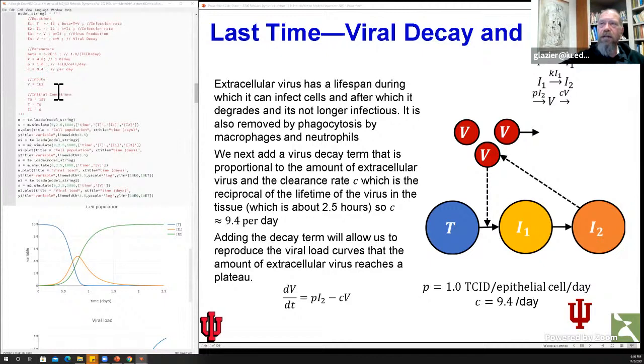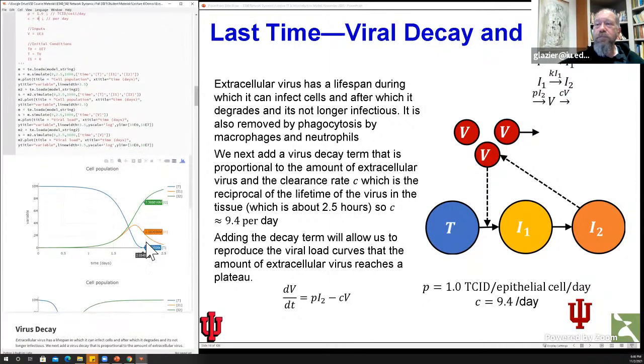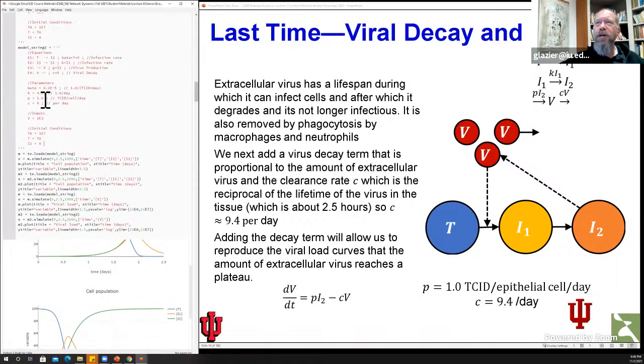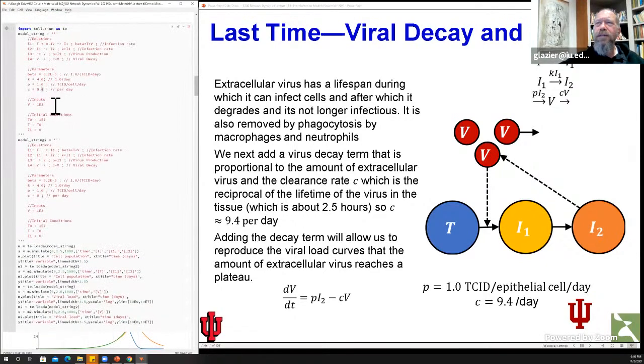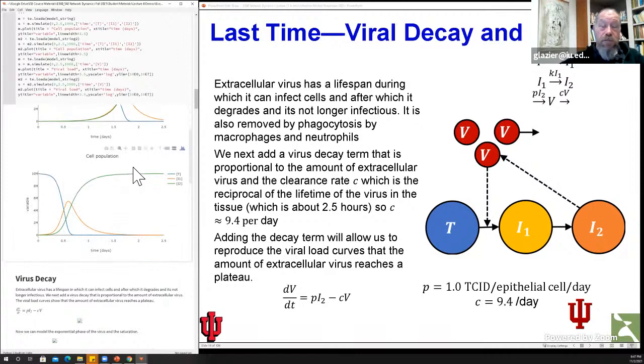If I didn't have that, and I could show that by turning off the decay to make it zero, what I'll see is that actually it doesn't seem to make a lot of difference, does it? It's interesting. A little bit surprising. Let's see if I can do this one. Does it make any difference? Doesn't seem to make much difference, does it?